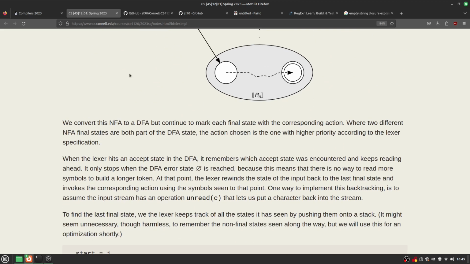Convert this NFA to a DFA but continue to mark each final state with the corresponding action, where two different NFA final states are both part of the DFA state. The action chosen is the one with the higher priority according to the Lexer specification.